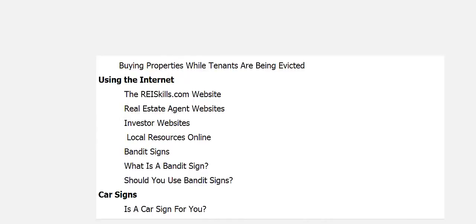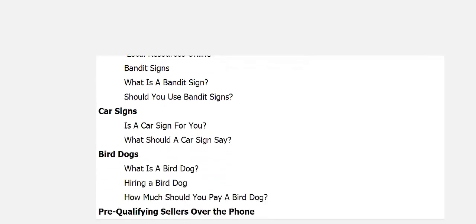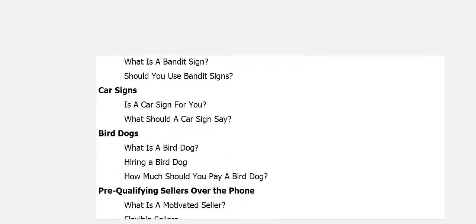What is a bandit sign? Should you use bandit signs? Car signs. Is a car sign for you? What should a car sign say? Bird dogs. What is a bird dog? It's a finder. Hiring a bird dog finder. How much should you pay a bird dog finder?